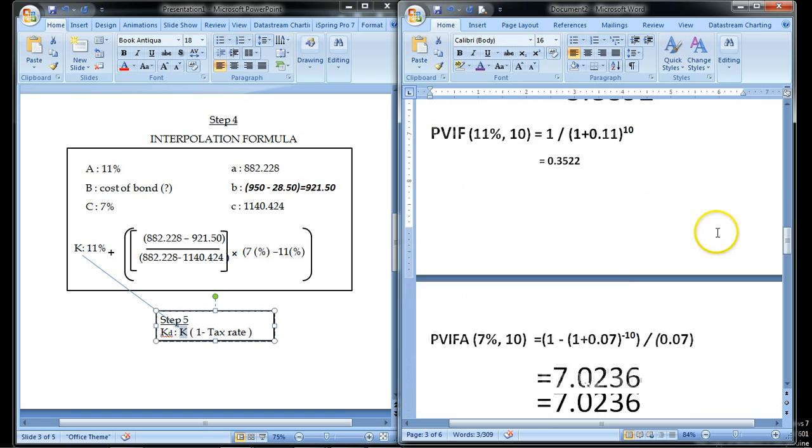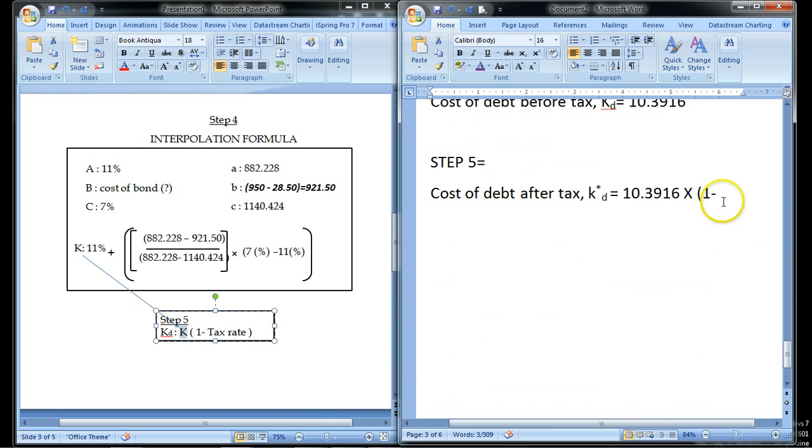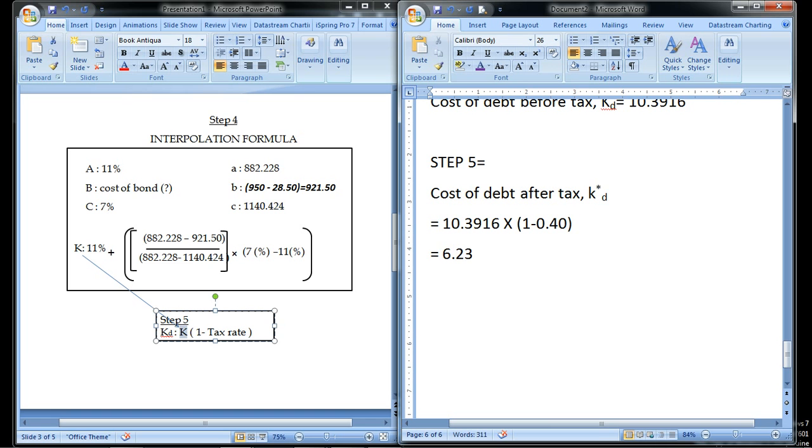Tax is 40%. Please class, when you want to calculate this, then you need to change it to 0.40. Clear? So what is the answer, class? 10.3916 times with 1 minus 0.4. What is the answer, class? Cost of debt after tax. Then you will get 6.23%. So this is your answer to get cost of debt after tax.